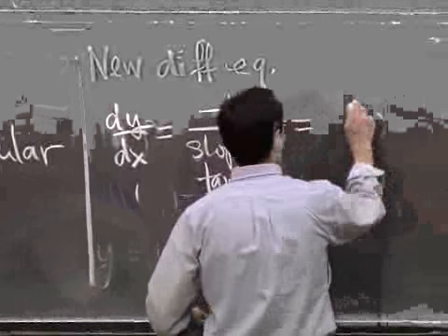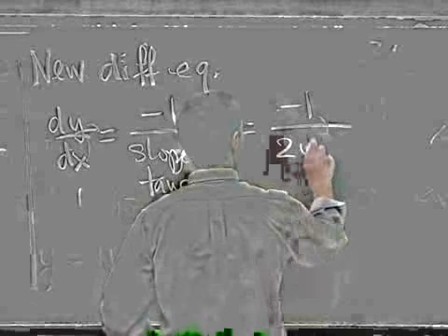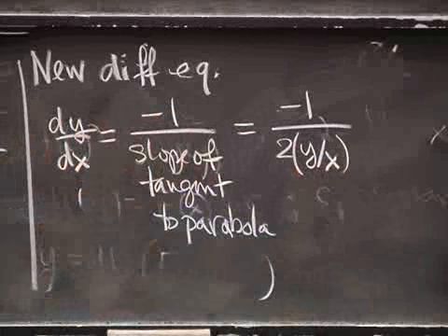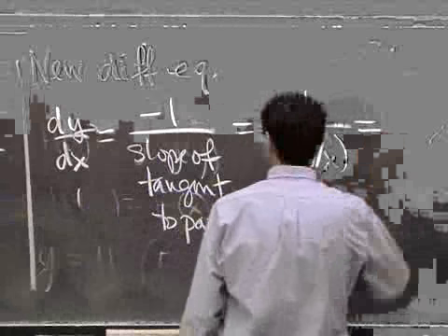That's actually fairly easy to write down because it's minus 1 divided by 2y divided by x. Right? That's the slope of the parabola. Right? 2y divided by x. So let's rewrite that now. This is, the x goes in the numerator, so it's minus x over 2y.